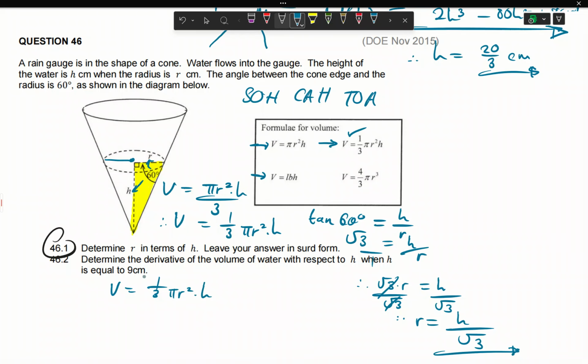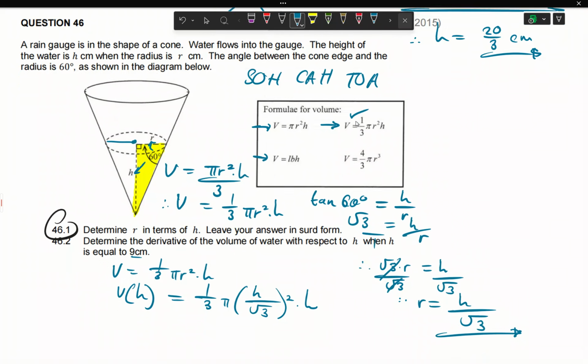So now they told us that h is equal to 9 there. They say the derivative of the volume with respect to h. This means that the volume is a function of h there. So now this is 1 all over 3 pi. Your r is h all over the root of 3, and then squared. Let me first keep this. I will make the substitution, guys, don't worry.